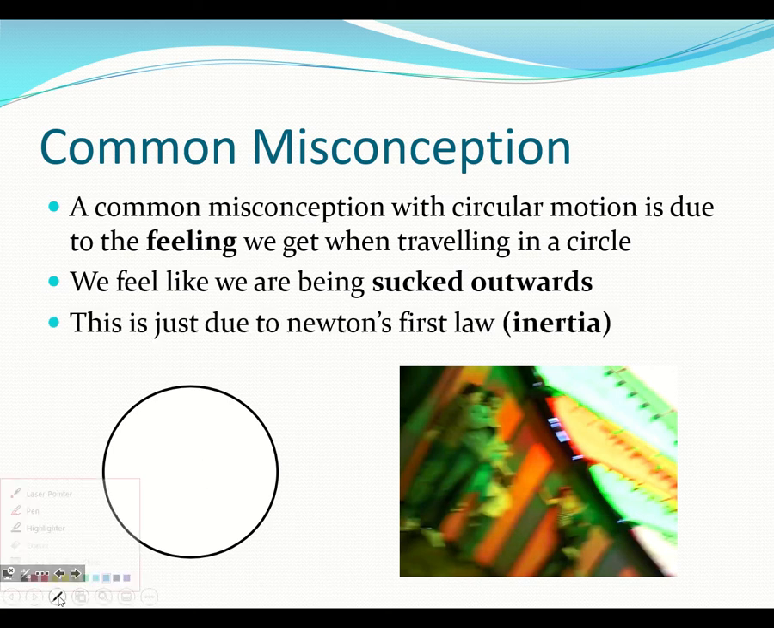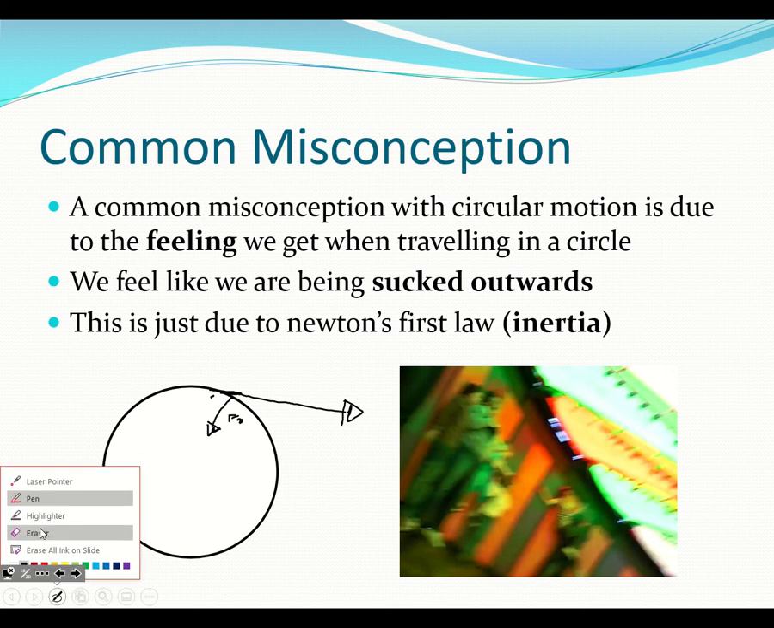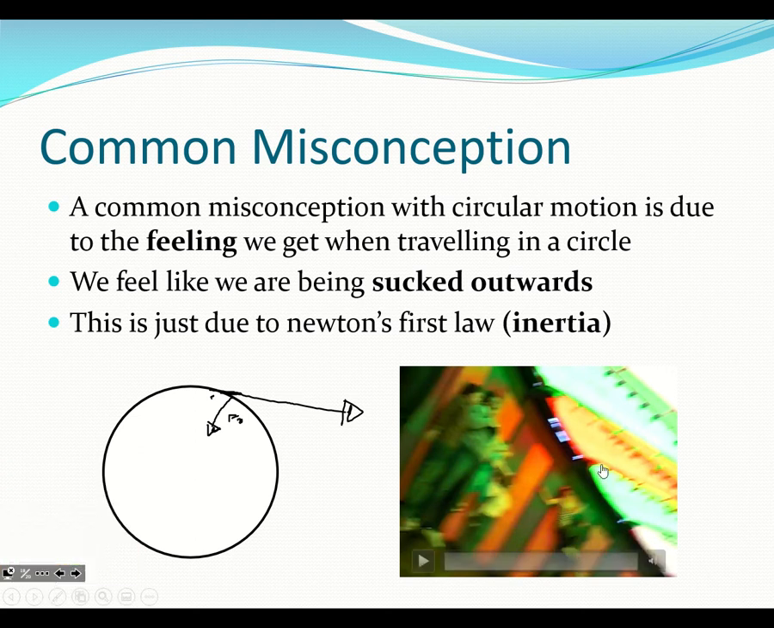If you're traveling in a circle here, right? Your body wants to fly off at a tangent. And what's required is this back wall here needs to create a force inwards. But since you want to continue moving in a straight line, you're going to feel like you're being sucked outwards because that wall is sort of keeping you in. So I have another video here. Let's watch the video, and that'll sort of help explain this.